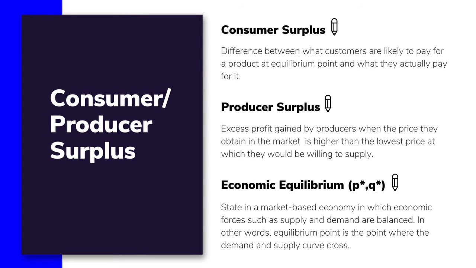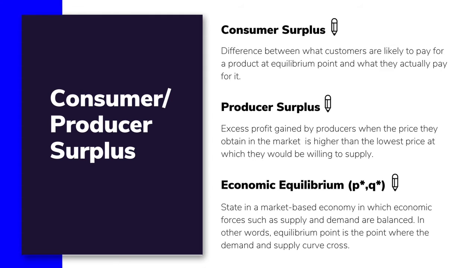Next, the second key concept is consumer surplus and producer surplus. Consumer surplus is the difference between what consumers are likely to pay for a product at the equilibrium point and what they actually pay for it, while producer surplus refers to the excess profit gained by the producer when the price they obtain in the market is higher than the lower price at which they would be willing to supply.